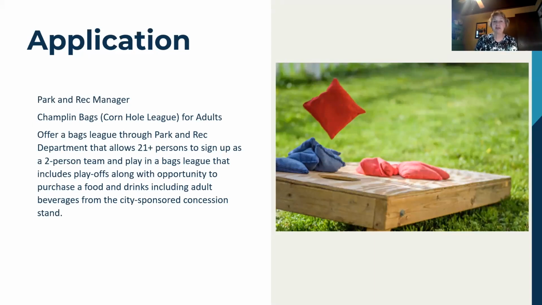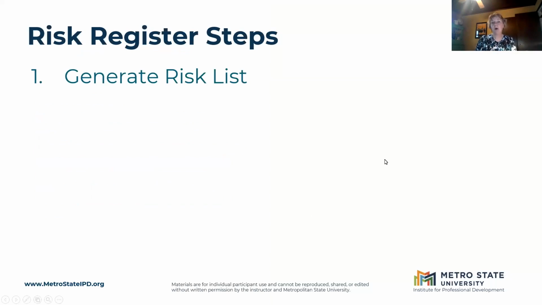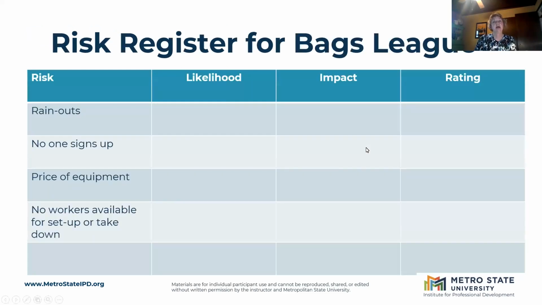So this is the idea that is going to go into place, and we are going to walk through the steps of using the risk register. So step 1 is fairly obvious, is we're going to generate a list of risks. So for instance, there could be rainouts. No one signs up for the league. You have to figure out how to pay for the equipment. Maybe the equipment price tag is pretty high, so you got to figure that out.